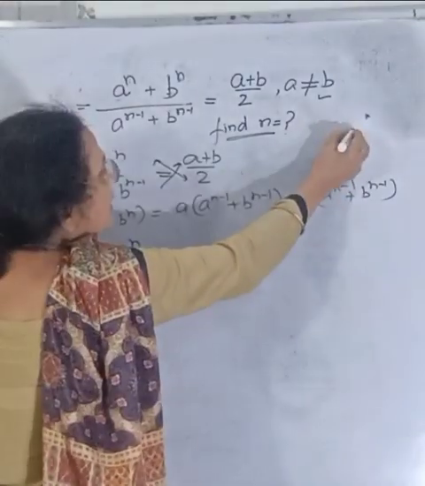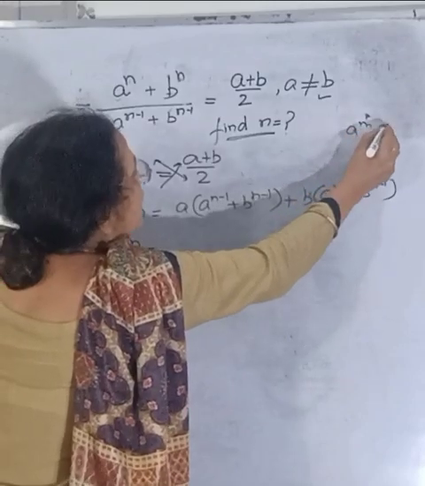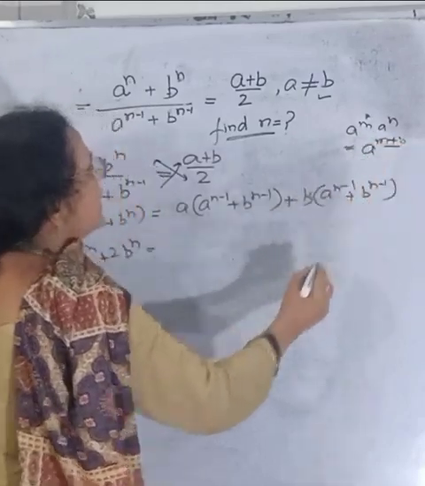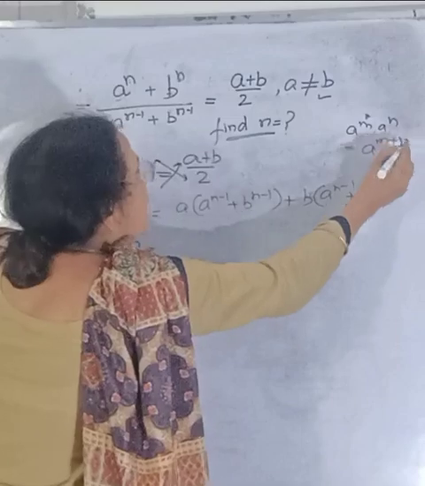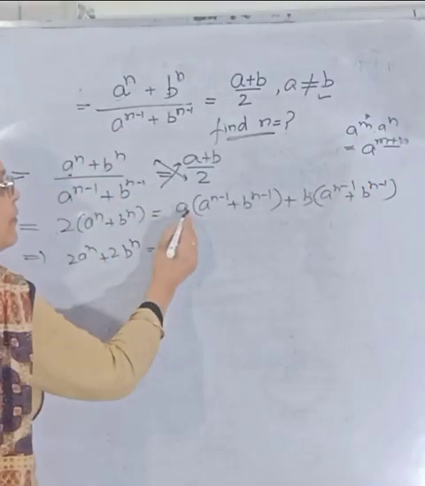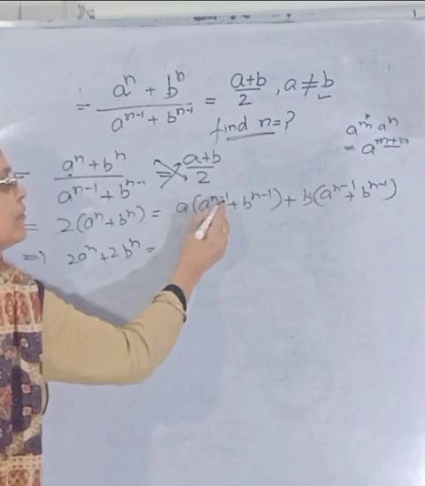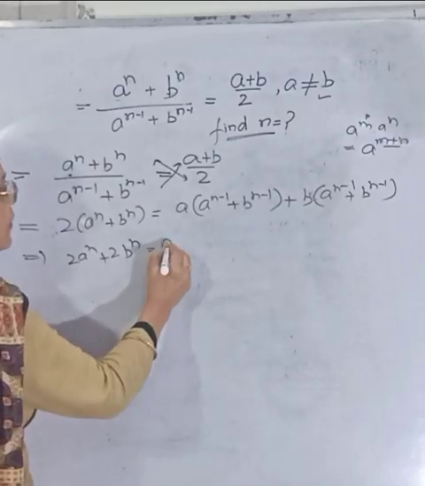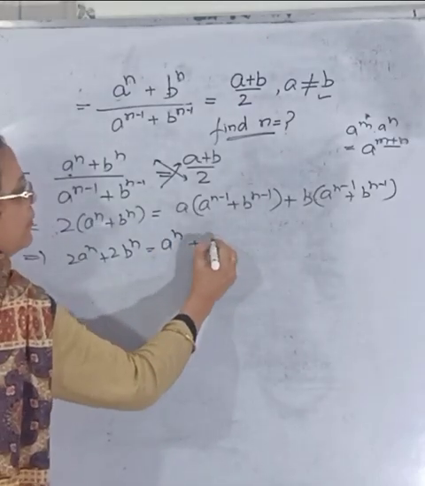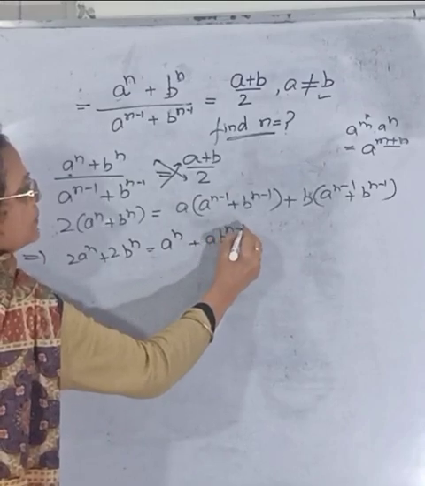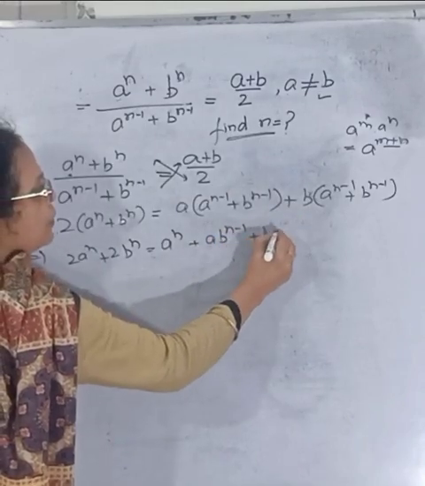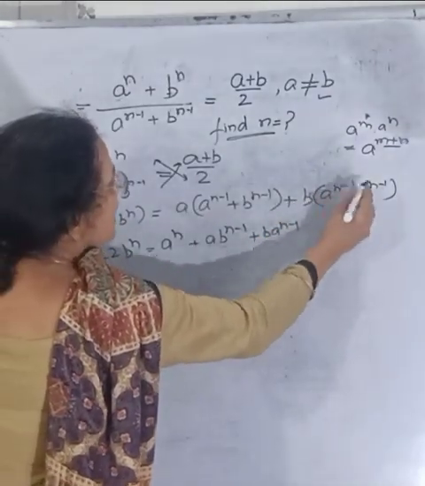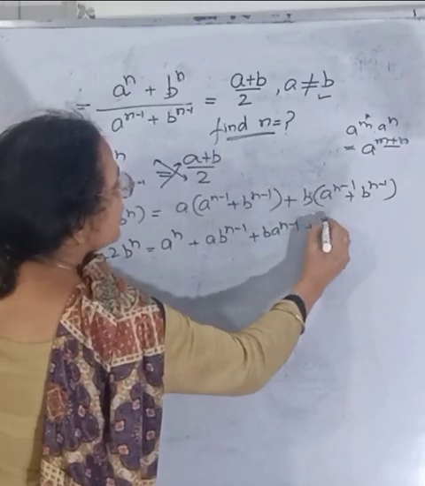We know the theory: when a^n gets multiplied by a^m, this can be written as a^(m+n), the powers get added. Same is the condition over here: a^1 into a^(n-1) means a^(1+n-1), it will be a^n simply. Now this gets multiplied over here, a into b^(n-1) plus b into a^(n-1). Now b is getting multiplied, b^(1+n-1), it means plus b^n.